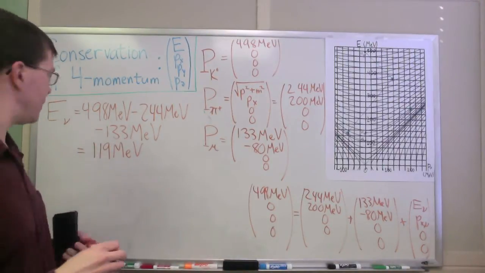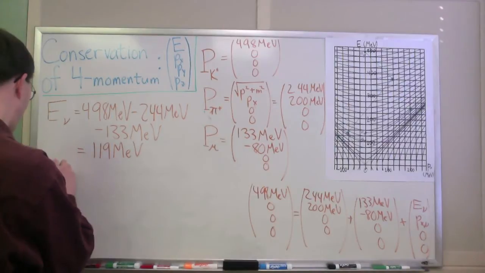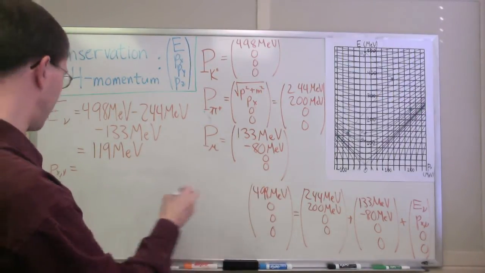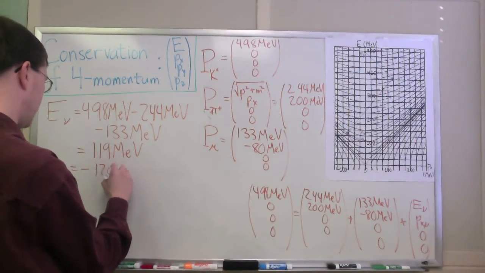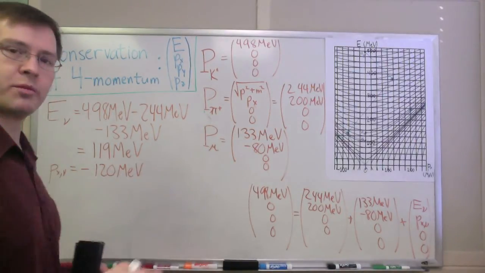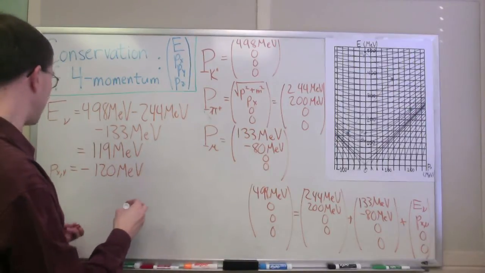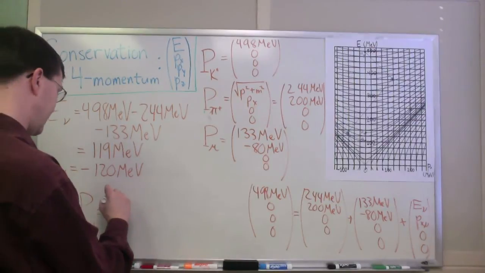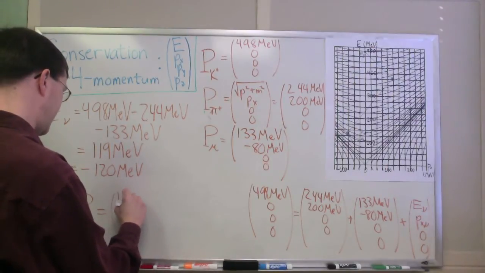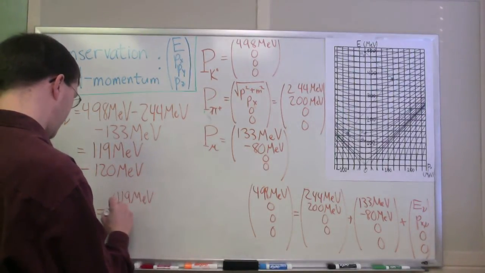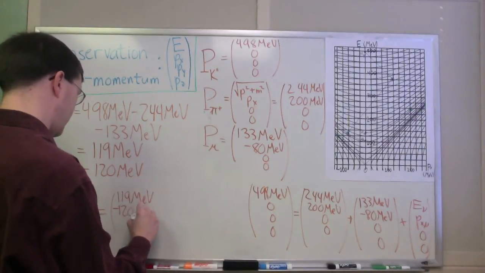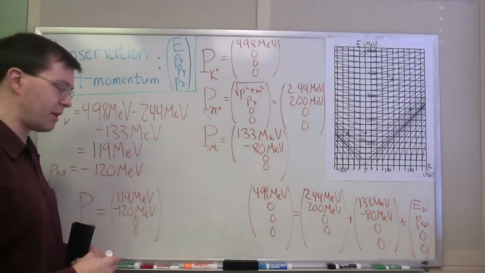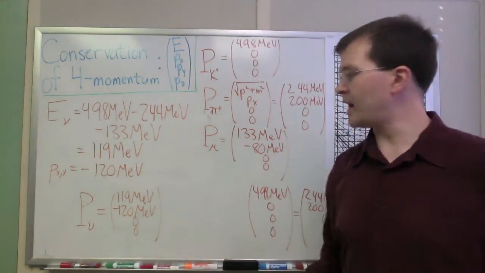119 MeV, and our Px from the neutrino is even easier. I can just look at that and say it's going to be minus 120 MeV. That's just solving for Px. And okay, so that means that my 4 momentum for the neutrino is 119 MeV and then minus 120 MeV, 0, 0. There's my 4 momentum in the neutrino. That's my missing piece, and it turns out that's not actually half bad.